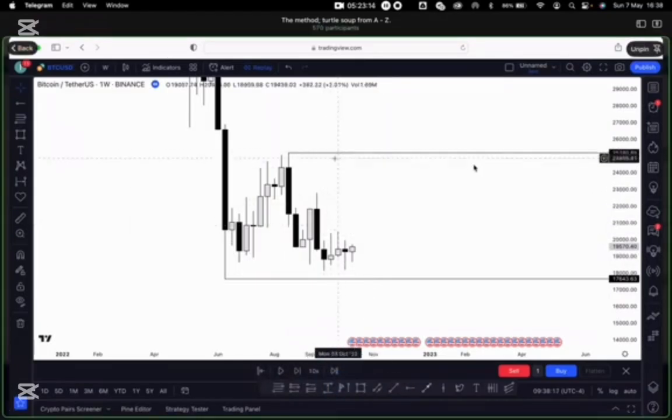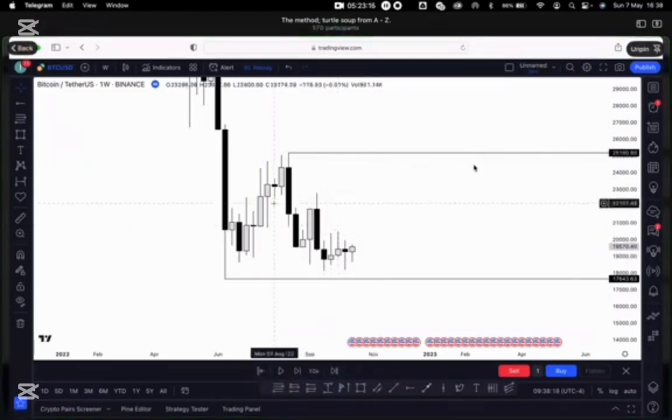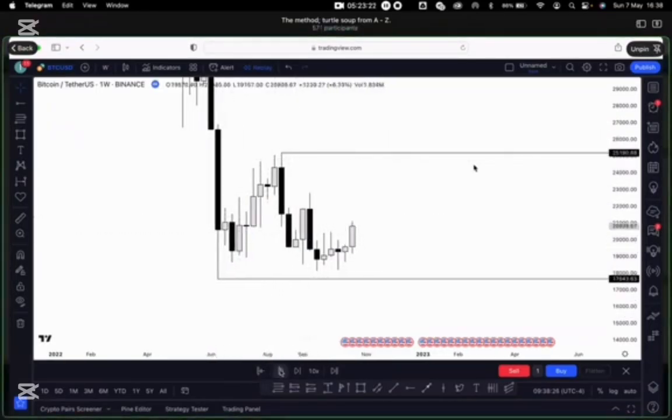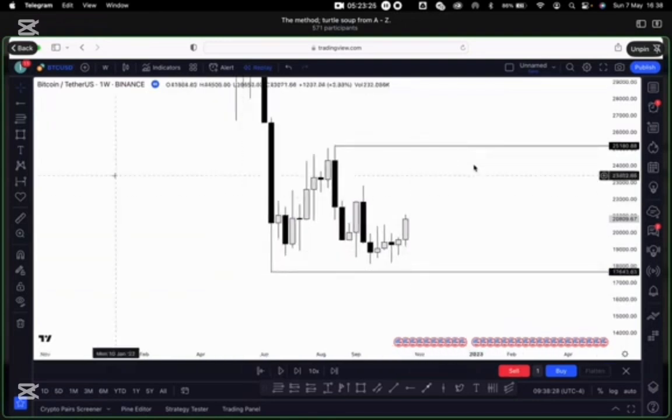So, generating liquidity on both ends of the range. What are the rules of range trading? Again, revision.